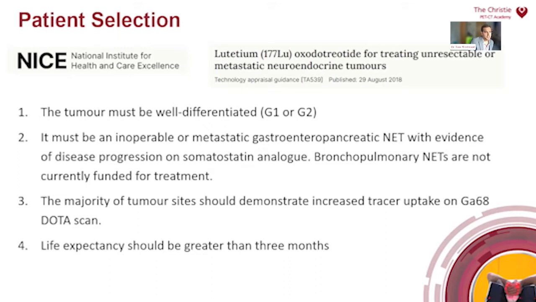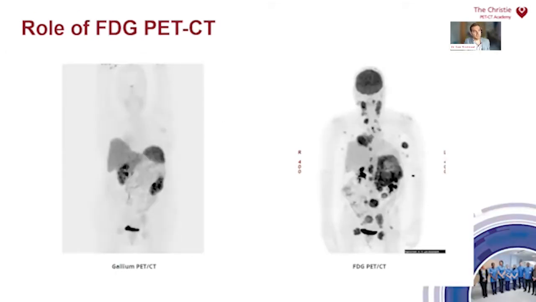One of the other questions that comes up, because the guidance discusses somatostatin receptor imaging specifically, is what is the role for FDG PET in this context? So just a quick touch on that. The main take-home message here is that for the majority of these patients, FDG PET-CT isn't a necessary part of deciding whether PRRT is appropriate.